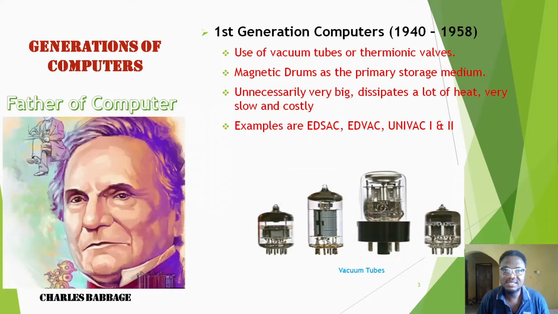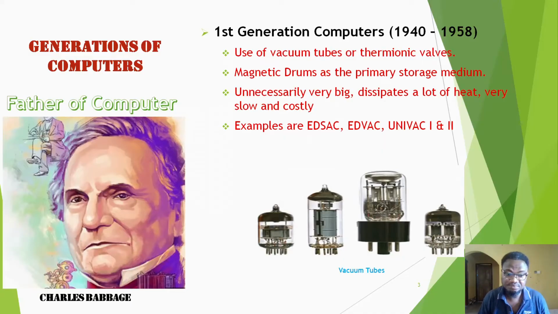The ENIAC is a great example of the first generation of computers, which consisted of nearly 20,000 vacuum tubes, 10,000 capacitors, and 70,000 resistors. As you can see, when you look at those components, it weighed up to 30 tons and took up a lot of space. Other examples of the first generation are EDSAC, EDVAC, and UNIVAC 1 and 2.